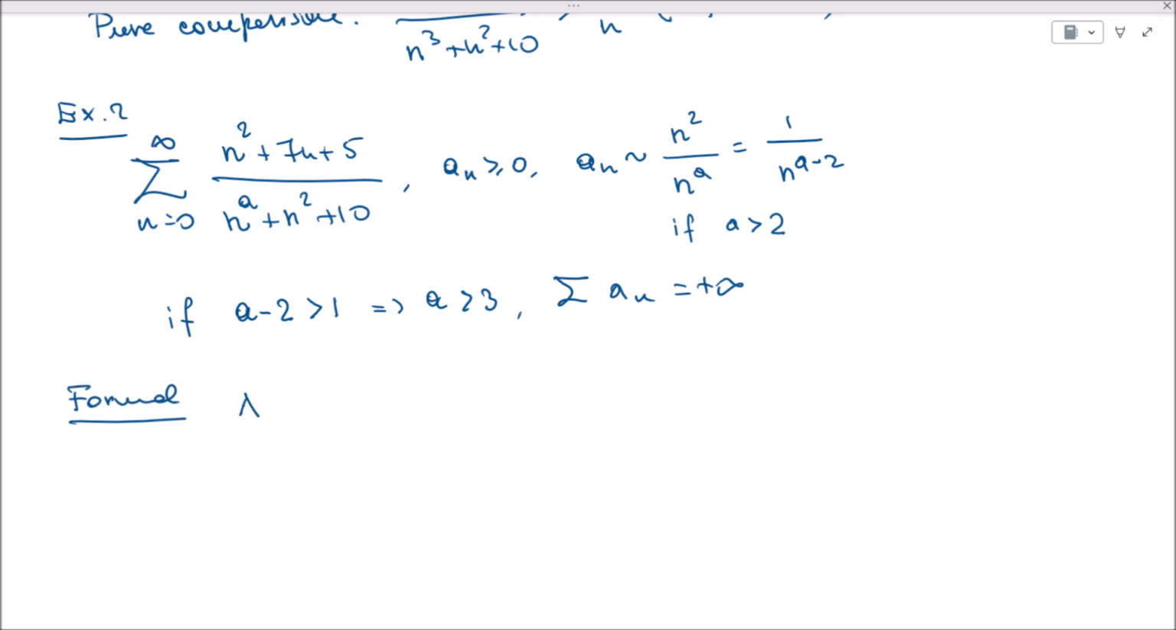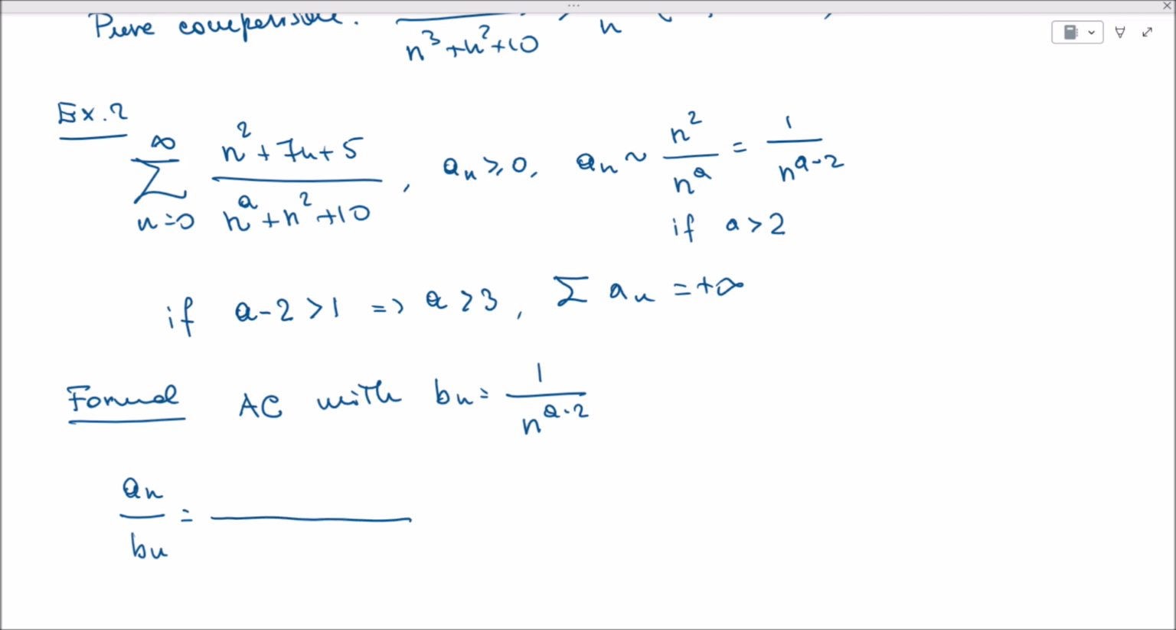We need, once again, to apply the asymptotic comparison with bn equal to 1 over n raised to the a minus 2. Of course an is larger than or equal to 0, bn is strictly larger than 0, so we now need to evaluate an divided by bn.